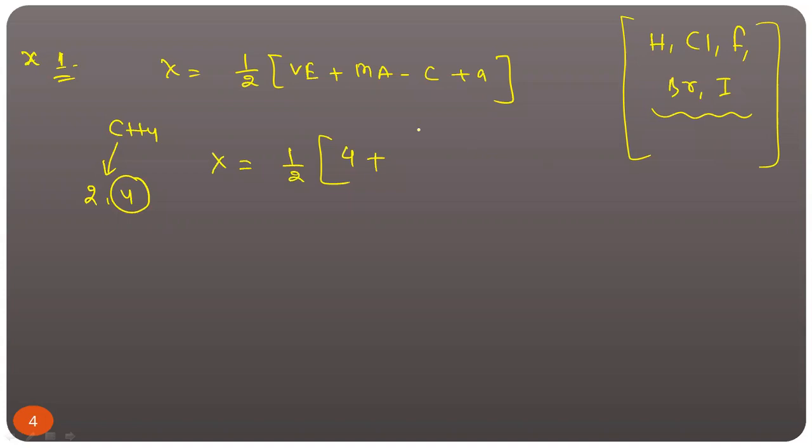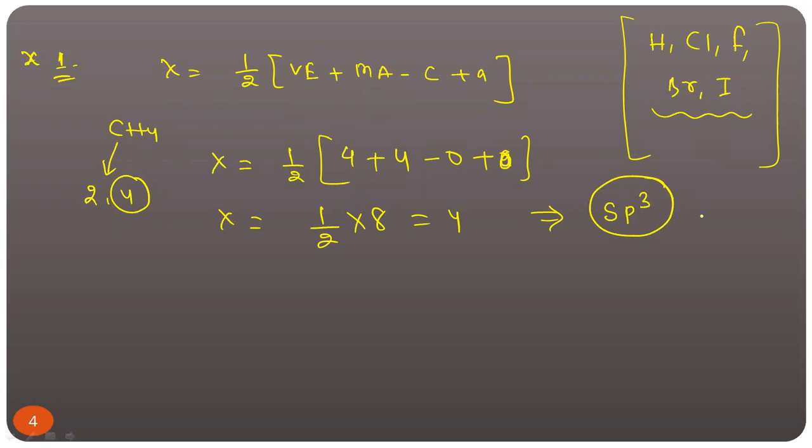Clear? Now, how many hydrogens here? 4 hydrogens. Any plus or minus charge? No. So minus 0, plus 0 here. So x is equal to what? 1 by 2 into 8, that is equal to 4. If x is equal to 4, it means hybridization 1s and 3p, because total number of hybrid orbitals is 4, sp3.